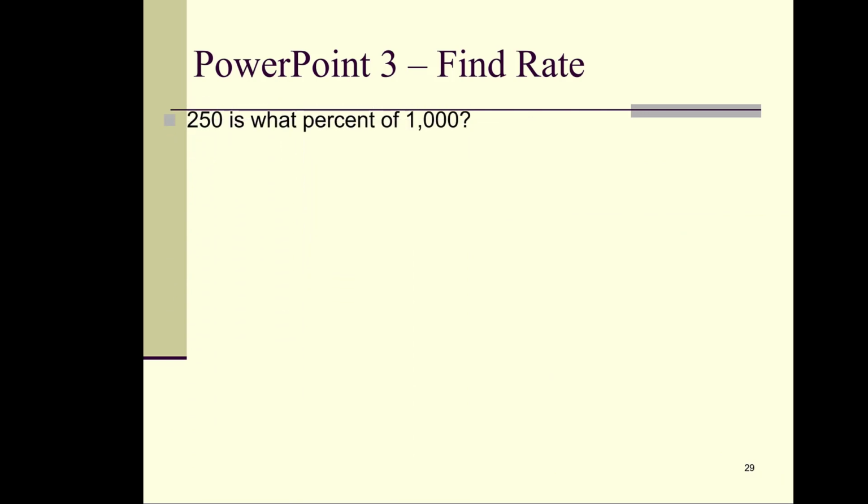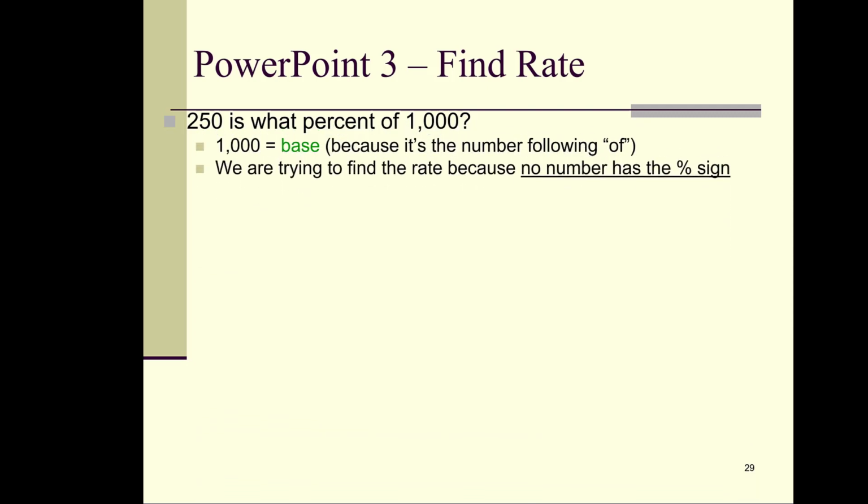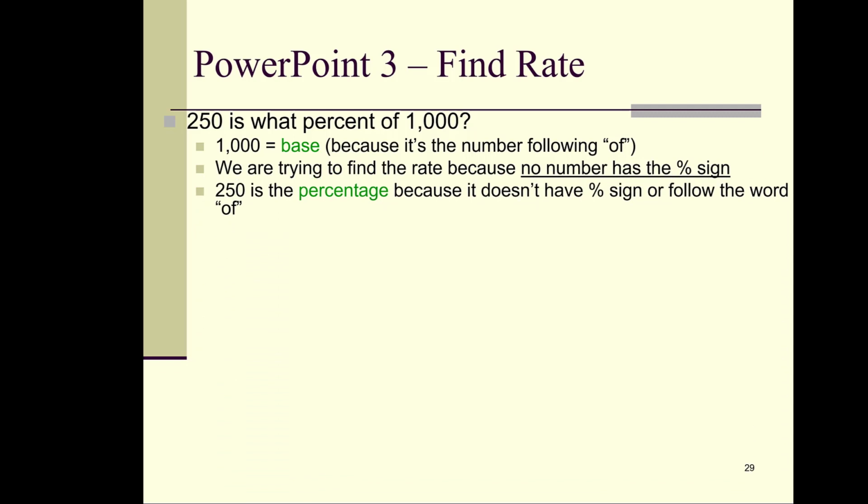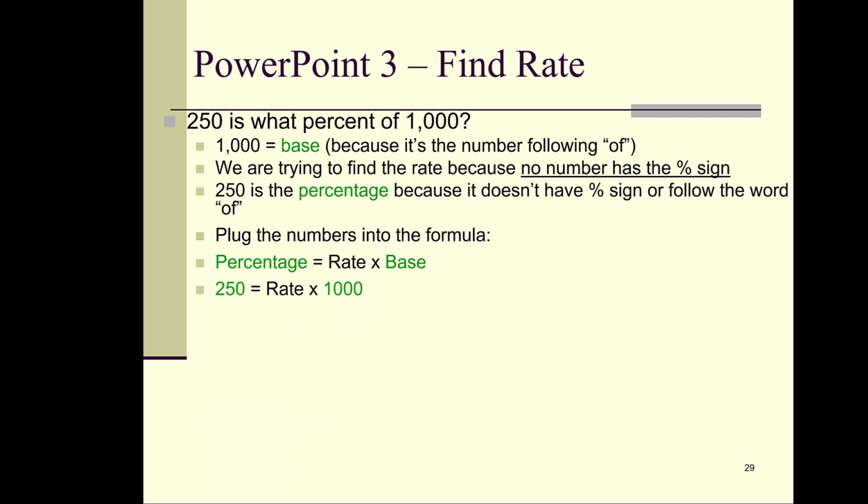So let's do another one. 250 is what percent of 1,000? 1,000 is the base because 1,000 follows the word of. We're trying to find the rate because no number has a percent sign. Therefore, 250 must be the percentage. So we're going to plug those into the formula. 250 is the percentage and 1,000 is the base. So we get 250 equals rate times base.